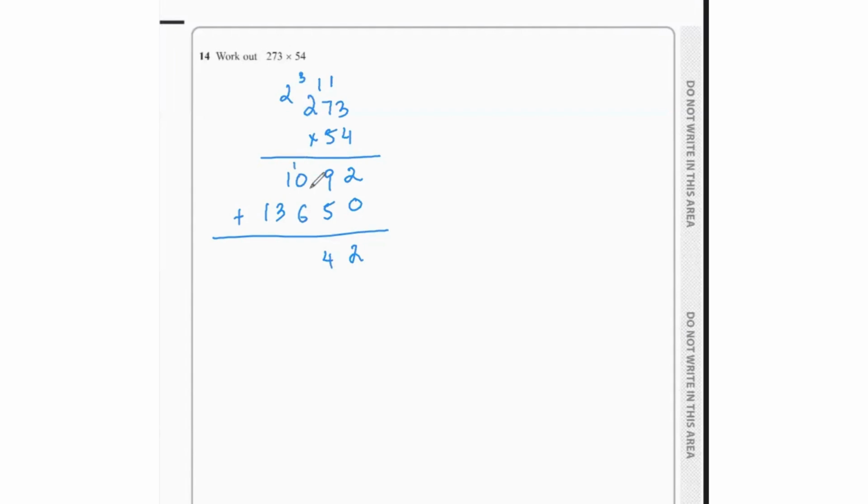Question 14 says work out 273 times 54. 273 times 54. 4 3s are 12, carry the 1. 7 4s are 28, plus 1, 29. 2 4s are 8, plus 2, 10. Placeholder. 5 3s are 15, carry the 1. 7 5s are 35, plus 1, 36. Carry the 3. 2 5s are 10, plus 3, 13. That's 2, 14, 7, 4, 1. So your answer is 14,742.